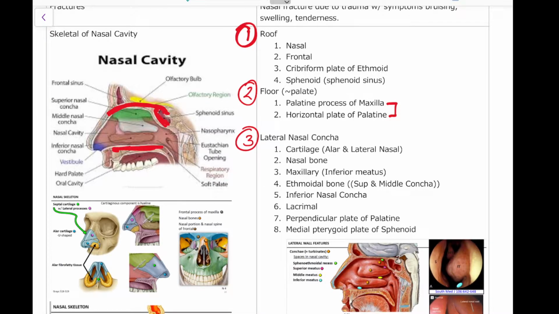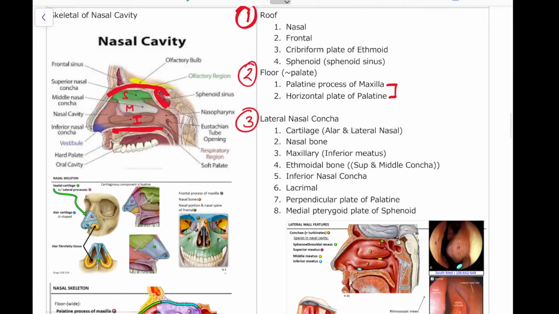Laterally is where we have a lot of things happening. We have the conchas laterally. We have the superior and middle concha that come from the ethmoid bone, whereas the inferior concha is on its own, and does not come from any bone. Then we have the lacrimal bone, the perpendicular plate of the palatine bone, and the medial pterygoid plate of the sphenoid bone.